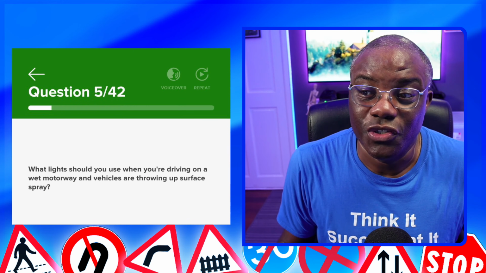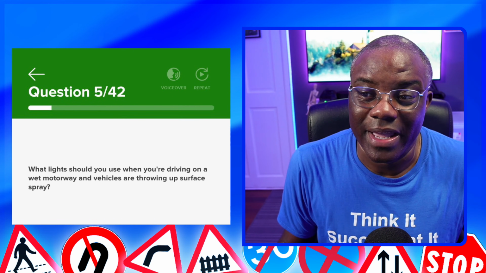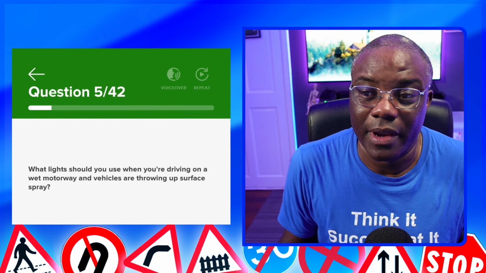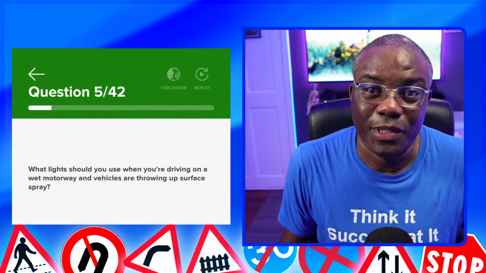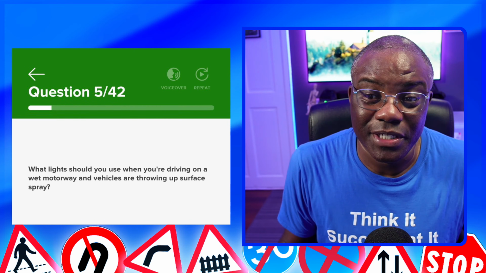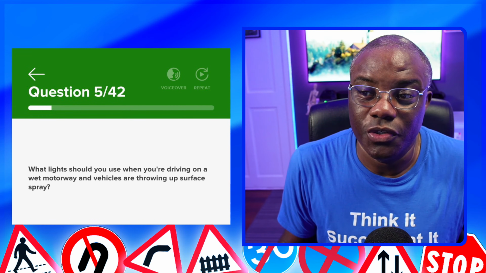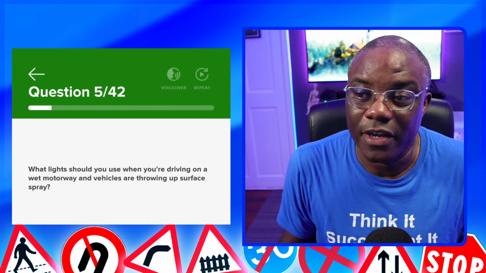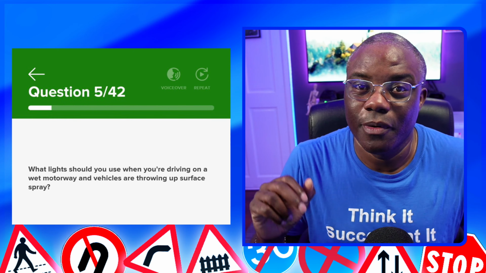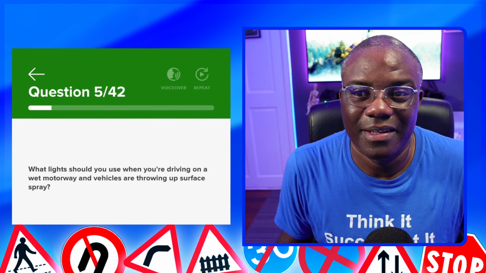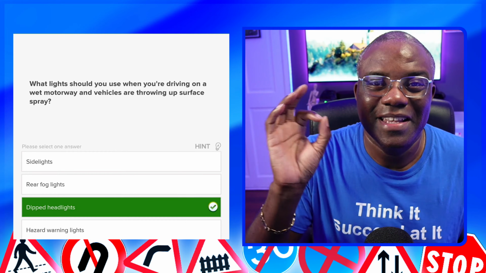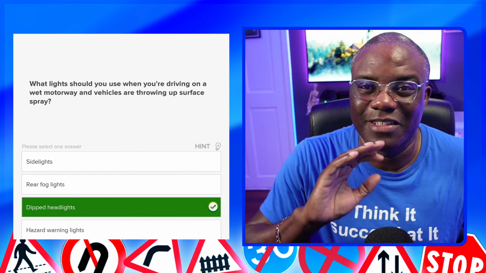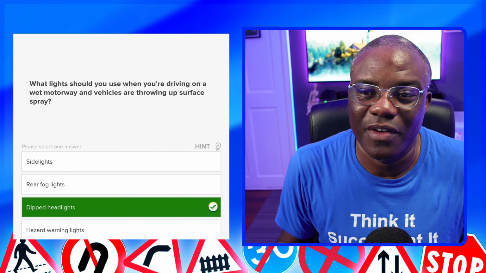What lights should you use when you're driving on a wet motorway and vehicles are throwing up surface spray? So for those of you that are watching this, do you know what the answer is before I reveal it? I'll read the question again. What lights should you use when you're driving on a wet motorway? So it's wet, it's a motorway, vehicles are throwing up spray. Simple, basic. Guess what? It's dipped. It's dip lights. Nothing more, nothing less. Simple question, simple answer, dip lights. There's no golden nuggets in that whatsoever. So it's dip lights.